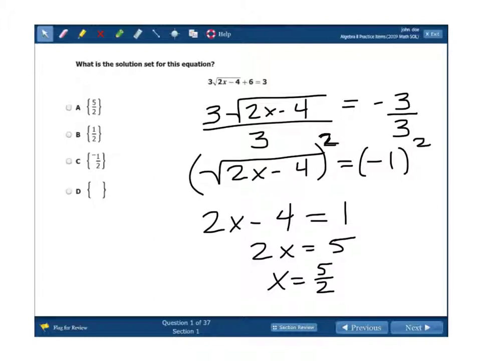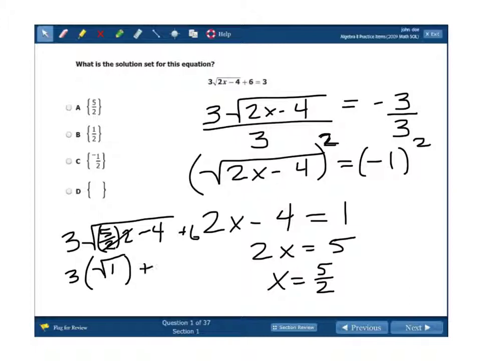All right, but don't just go circling. Double check. 5 halves times 2 minus 4 and then plus 6. So that's going to cancel. It's going to be 5, so it's going to be square root of 1, or just 1, plus 6. Does that equal 3? Does 9 equal 3? No, it does not. So that doesn't work. So you're going to get the empty set or the null set, also signified with that symbol. Okay? Always remember to check.